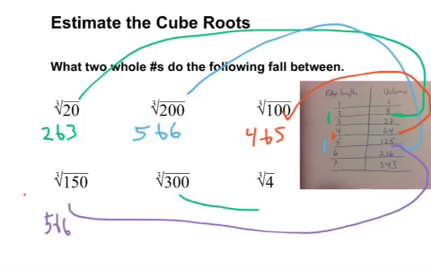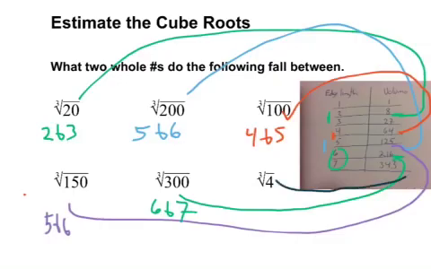Almost done here. Cube root of 300. 300 right here is between these last two. So that means it's between 6 and 7. So 6 and 7. And finally, the cube root of 4. The cube root of 4 falls between 1 and 8. So that means an edge length is going to be between 1 and 2.